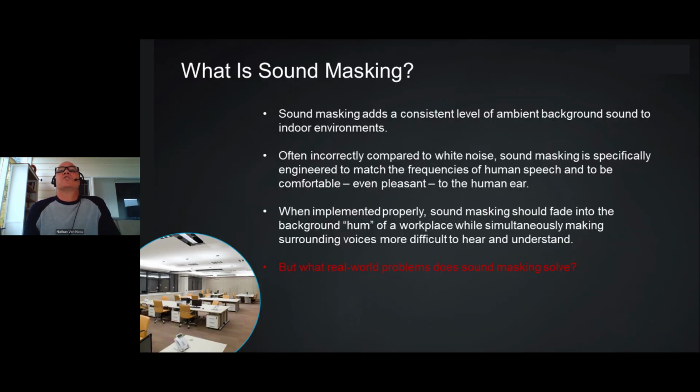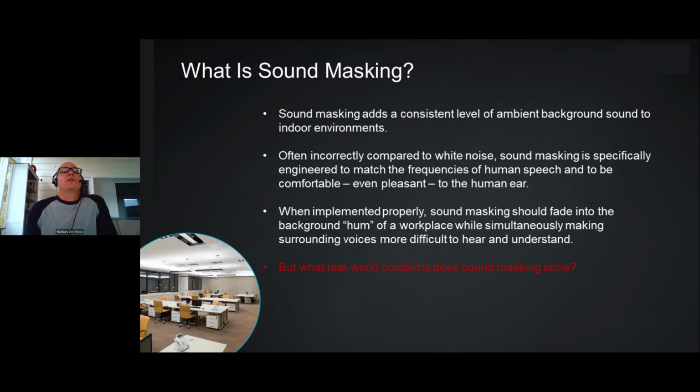First, it's worth defining what sound masking is. Sound masking adds a consistent level of ambient background sound to indoor environments. It's often incorrectly compared to white noise. Sound masking is actually specifically engineered to match the frequencies of human speech and to be comfortable or even pleasant to the human ear. When it's implemented properly, sound masking should fade into the background hum of a workplace, while simultaneously making surrounding voices more difficult to hear and understand. As a result, less distracting.